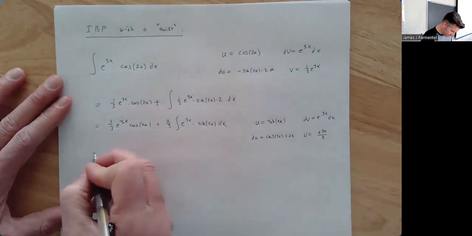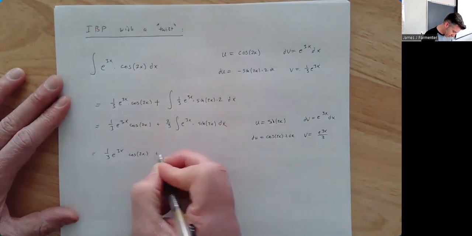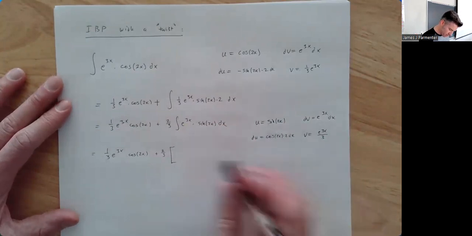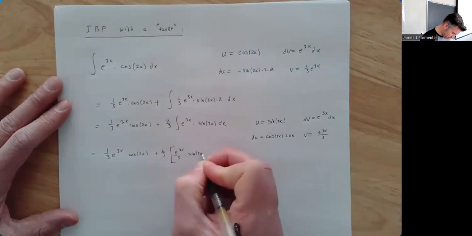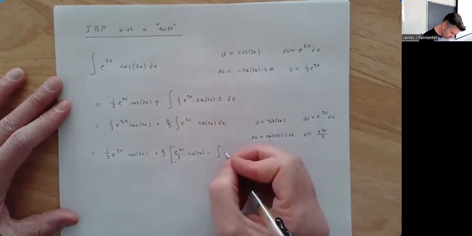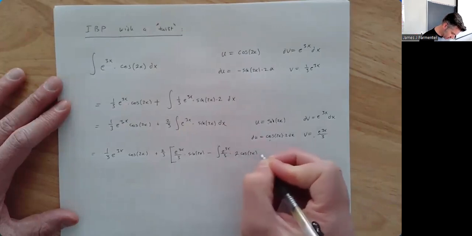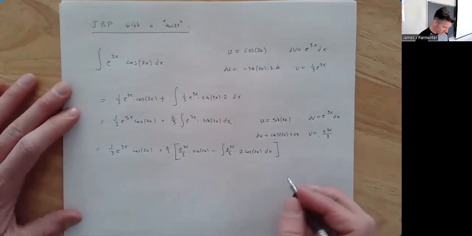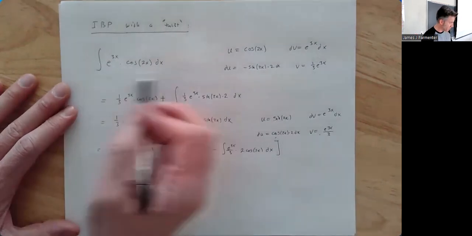So if we write this down, we've got 1/3 e to the 3x times cosine of 2x plus 2/3 times my ultraviolet super voodoo, which is going to be u times v. So e to the 3x over 3 times sine of 2x minus the integral of v du, which is e to the 3x over 3 times 2 cosine of 2x dx. Now I'm going to multiply this out and make it really explicit what's going to happen here. All of this is what this integral is equal to.